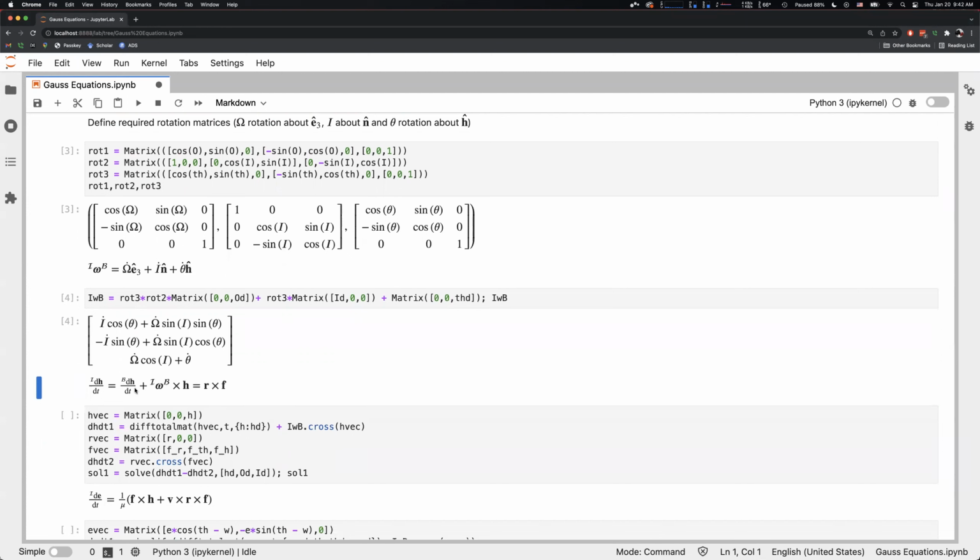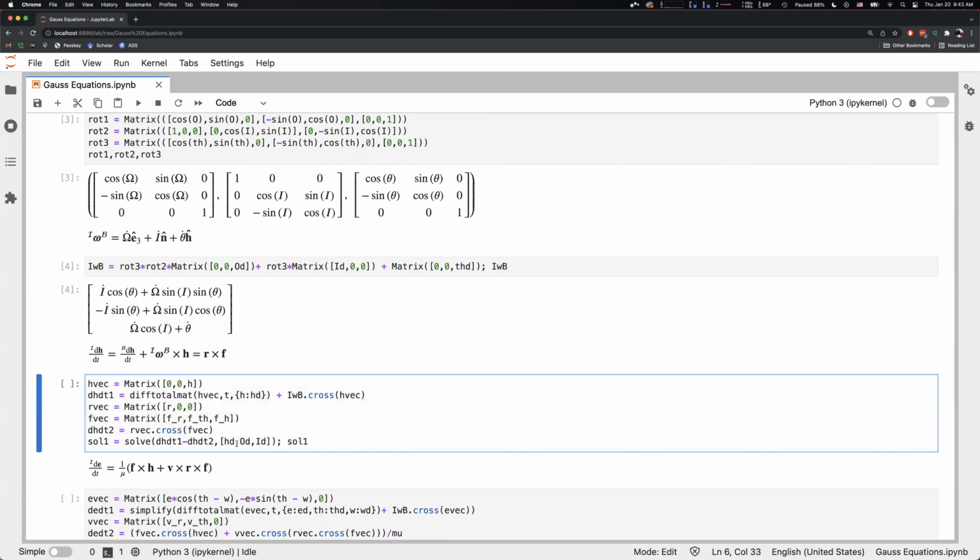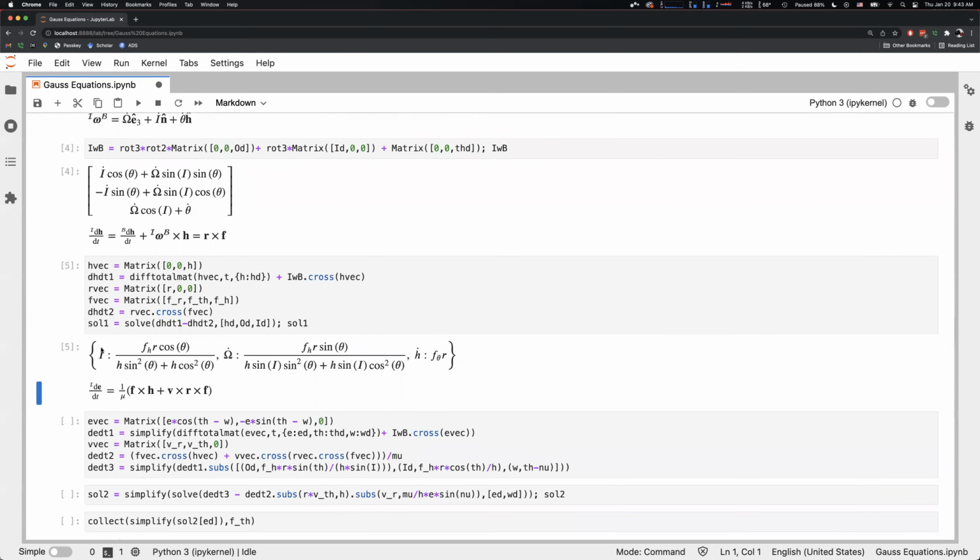Next, we apply the transport equation. So we define our specific angular momentum vector. We differentiate it, we define our position vector and our force vector, and then we add the cross product, and then we solve for the various terms H dot, capital omega dot, and I dot. And here we go. So this first expression is sufficient to get us expressions for the time rate of change of the inclination and the time rate of change of the longitude of the ascending node of the orbit, as well as the time rate of change of the specific angular momentum magnitude.